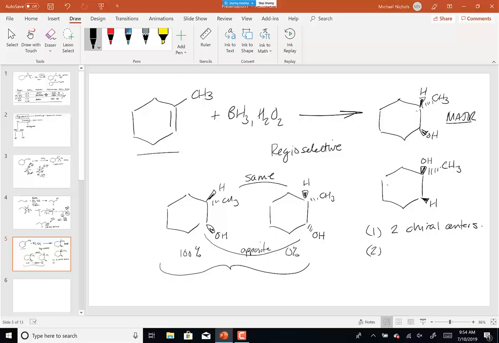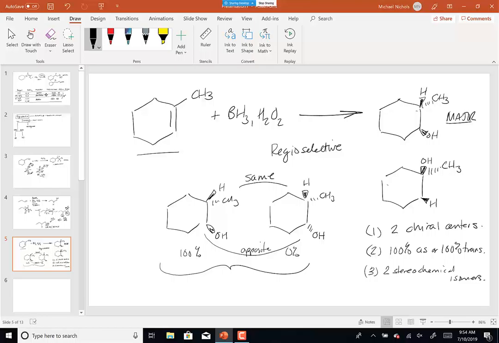Number two, if that's true and you added the two groups 100% cis or 100% trans, then you could still be stereoselective. But then what we should always do is always check and just make sure that you actually did make two stereochemical isomers, or stereoisomers. It's always good to check.